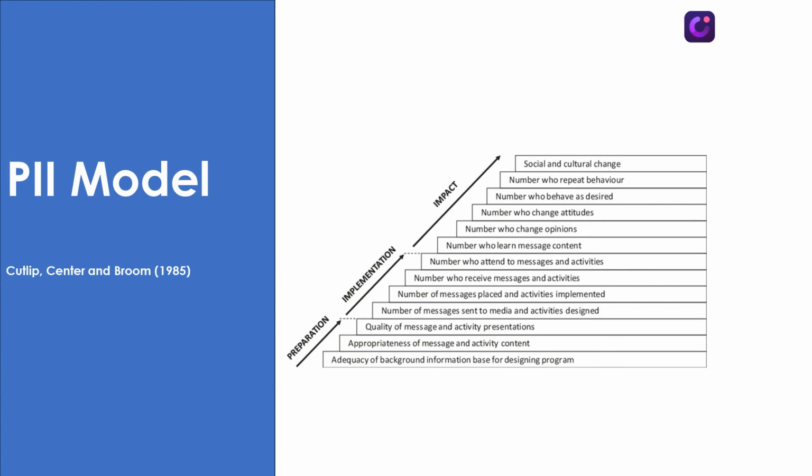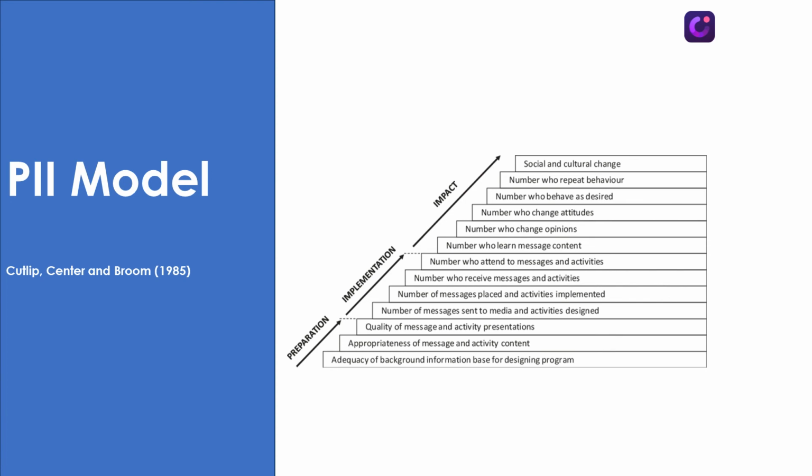During the implementation stage, that is when the activity is being undertaken, Cutlip, Center and Broom are saying that the things we measure are the number of messages that we have sent to the media, the number of messages that we have placed, the number of messages that we have received. These are the things that we look at during the implementation phase, because that is when you are undertaking the actual activity. So these are some of the things that they are telling us that we ought to draw our attention to and try to measure or find information about.